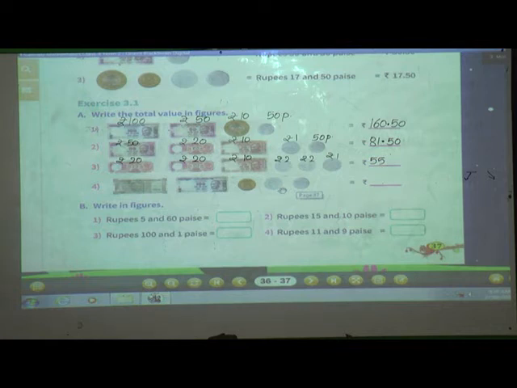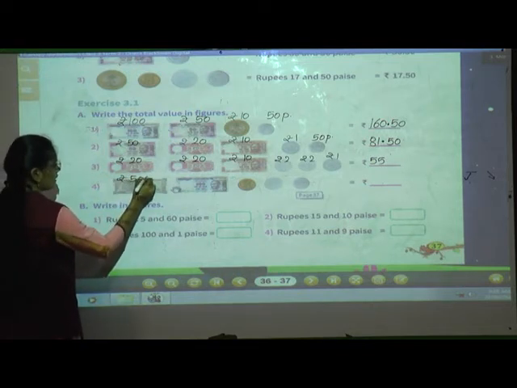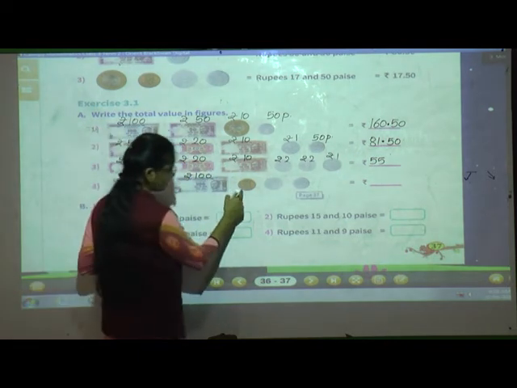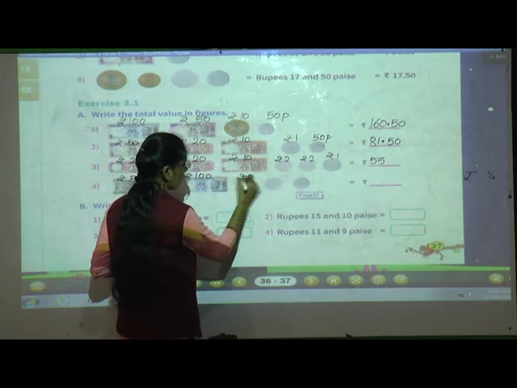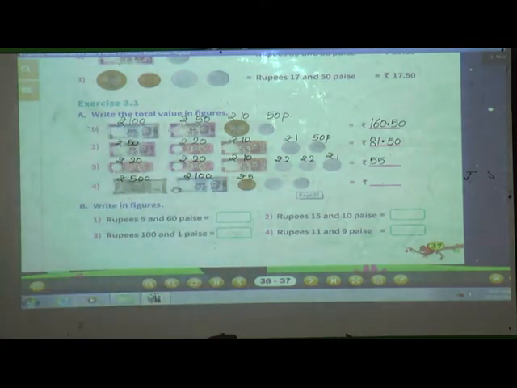Next, last one. See the last example. Here a note is there of 500. So I write here rupees 500. Then this is the note of 100. Then it is a coin of 5 rupees. Then see the second coin, what is it?